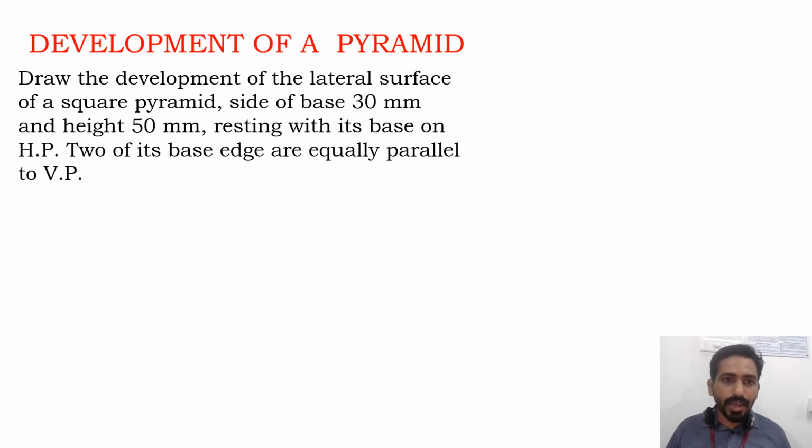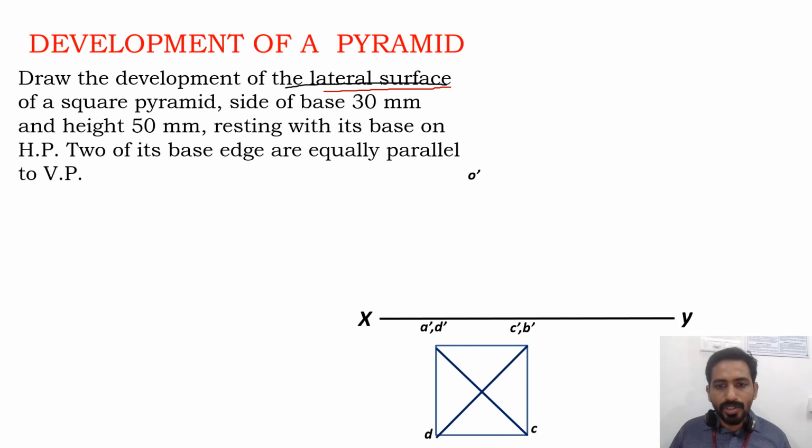So here I have the development of a pyramid. Again, the development of the lateral surface of a square pyramid of base 30 mm and height 50 mm, resting with its base on HP. Okay, it's at the simple position, and two of its base edges are equally inclined to VP. So we can see that the position is like this.